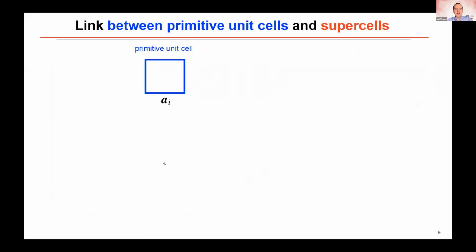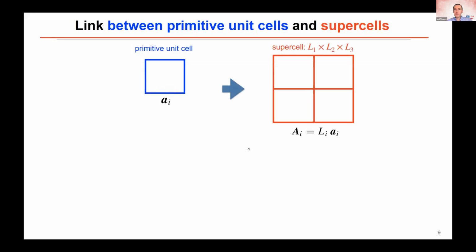Let's take a primitive cell, for simplicity cubic, two-dimensional, and a_i is the length or the lattice parameter of this primitive unit cell. We can construct a 2x2, let's say, supercell in red. And now we have actually doubled the length of the lattice parameter. We use the capital letter A to indicate the lattice parameter of the supercell, and it's equal to the lattice parameter of the primitive cell times the number of units in each direction.